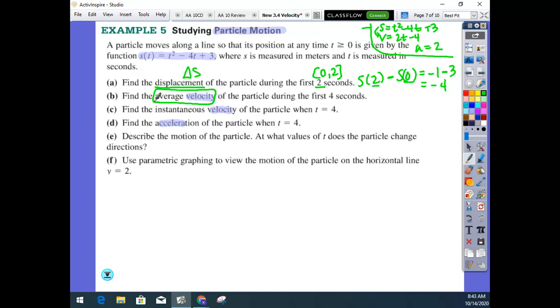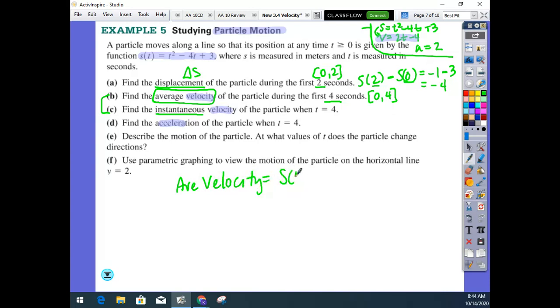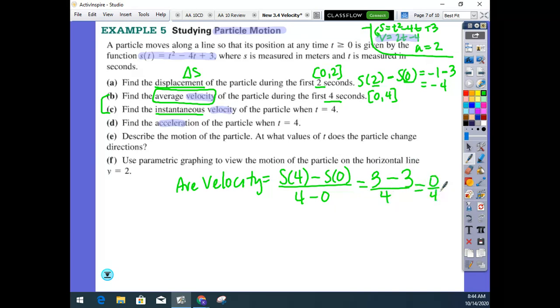Average velocity. Notice the difference between B and C. Instantaneous, that's this velocity. Instantaneous is the derivative. Average velocity is the slope of 2 points using your position function. First 4 seconds, that's from 0 to 4. So average velocity is really your displacement divided by your change in time. So your change in position divided by your change in time. If you plug in 4, you get 16, you get 3. Minus S of 0, we know is 3, divided by 4. 0 divided by 4 is 0. So it's just telling us our average velocity in the first 4 seconds is 0.